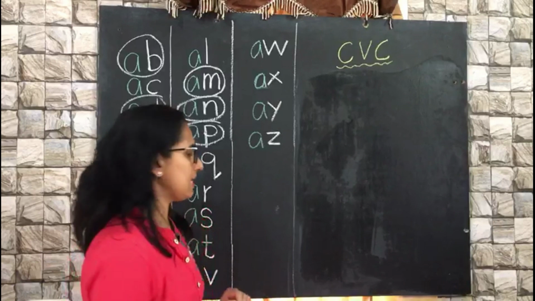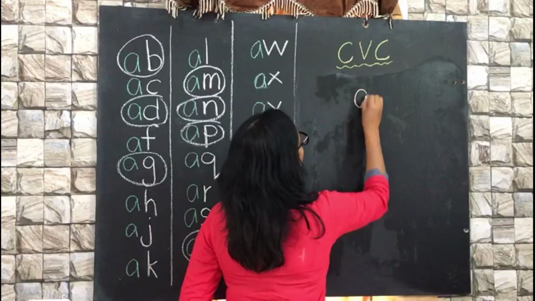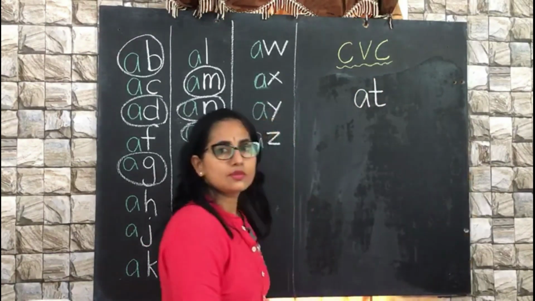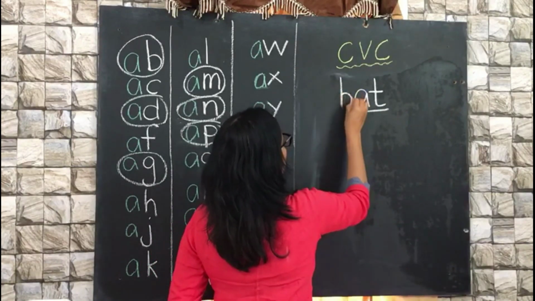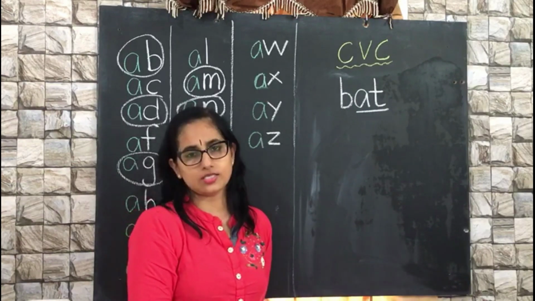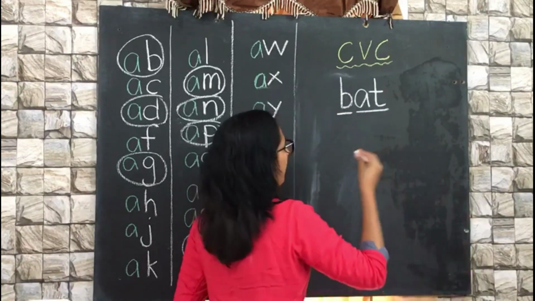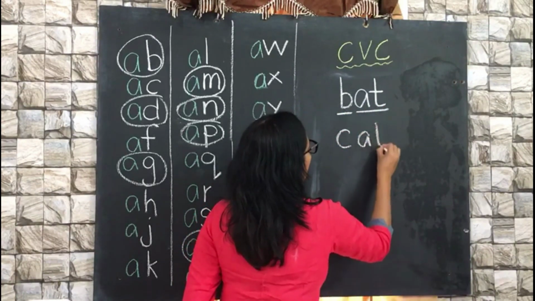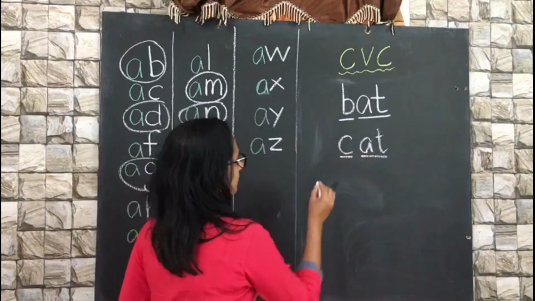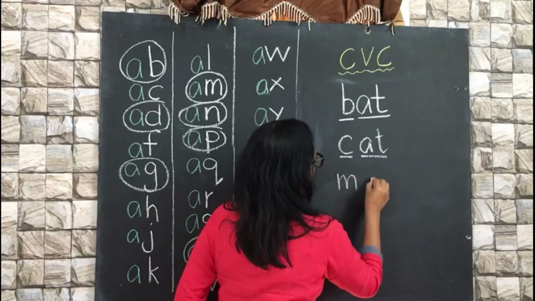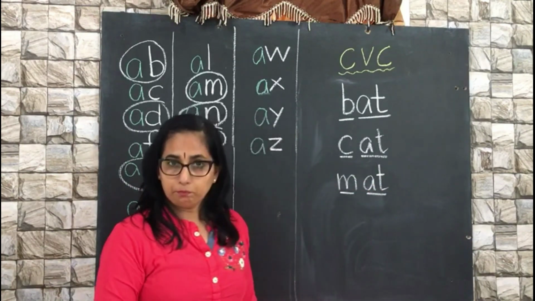Now I'll show you one more example, that's at. Okay, the last one is at words. At. Together, at. When you join at with a consonant b, b, at, bat. Now try k and at. K, at, cat. The next consonant is m and at. M, at, mat.